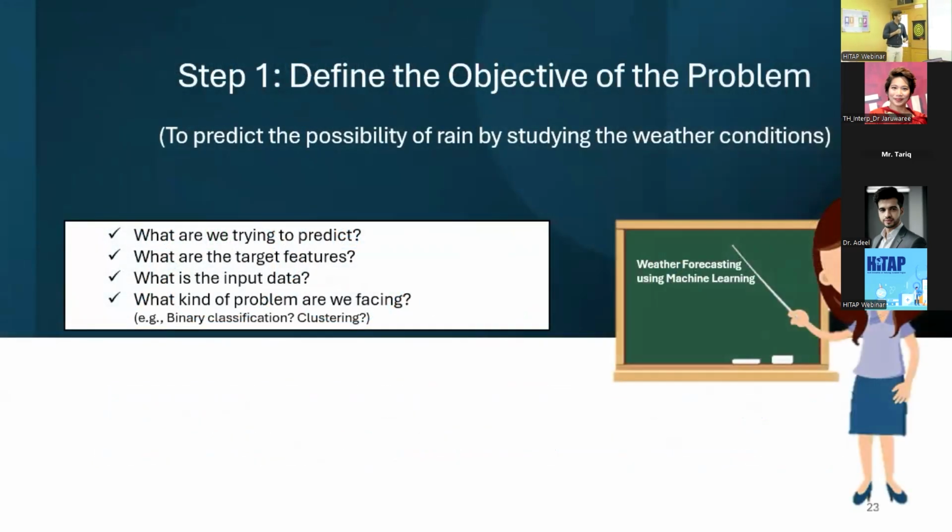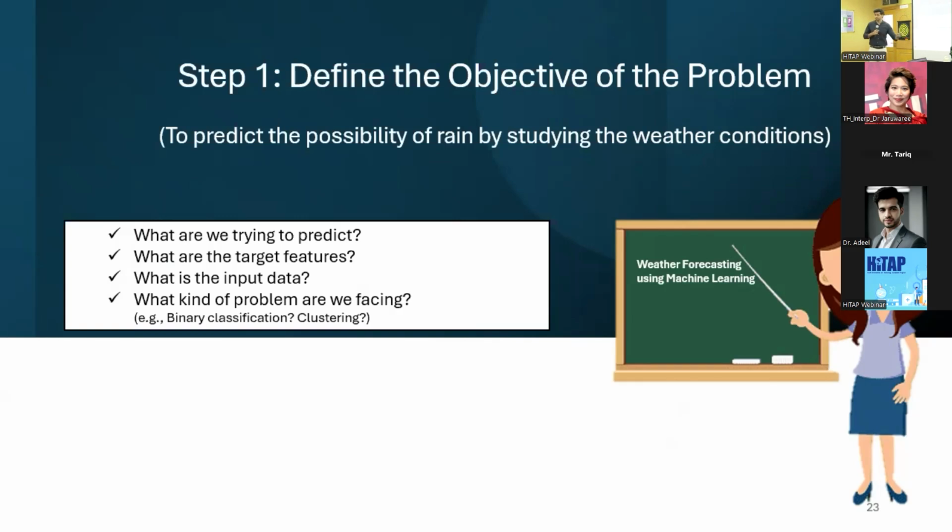Now let's try to understand this. To understand this, just assume that you have been given an example that you have to solve with the help of machine learning. Here the problem is you have to predict the possibility of rain with the help of some features, some weather conditions. So in the first step, you have to define your objectives. For example, what are we trying to predict? What are the target features? What is the input data? And what kind of problem are we facing? That can be either binary classification, clustering, or regression.